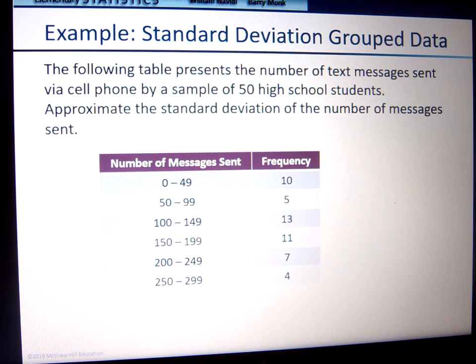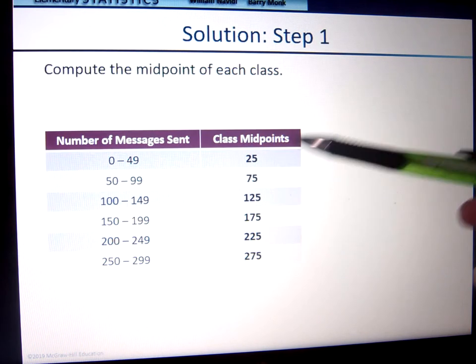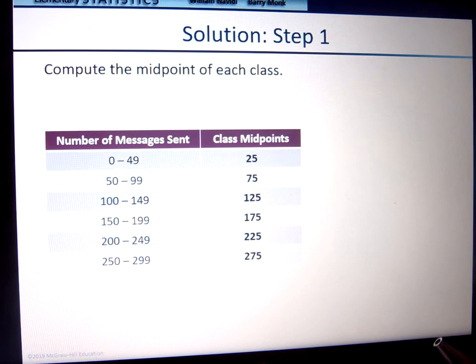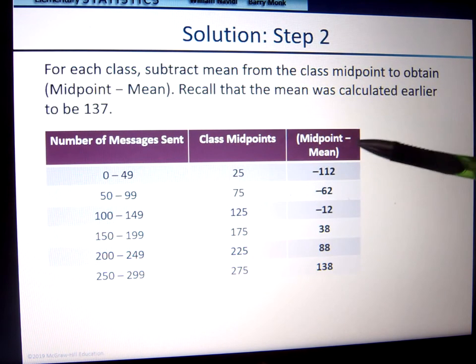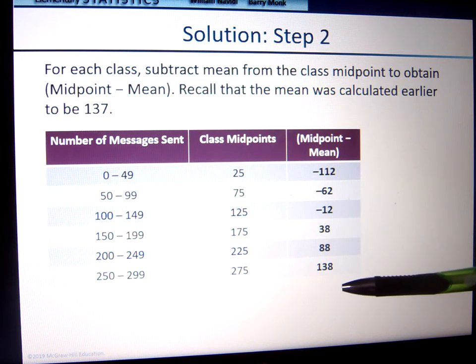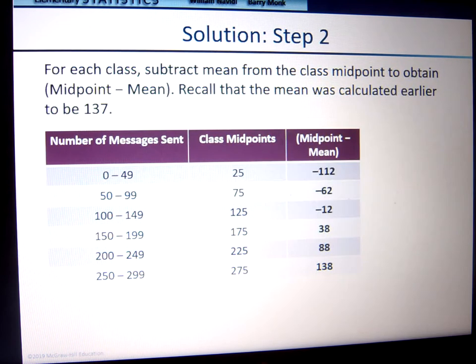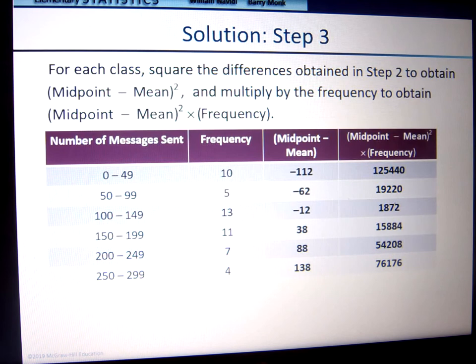So here we have another example of text messages sent via cell phone by 50 high school students. We're going to approximate the standard deviation. First thing we do once again is find the midpoint of our classes. Here we have them. Then we're going to take the midpoint minus the mean. Notice again, we have some negative, we have some positive. That mean was given to us earlier. So we need to square those so that we can add them together.